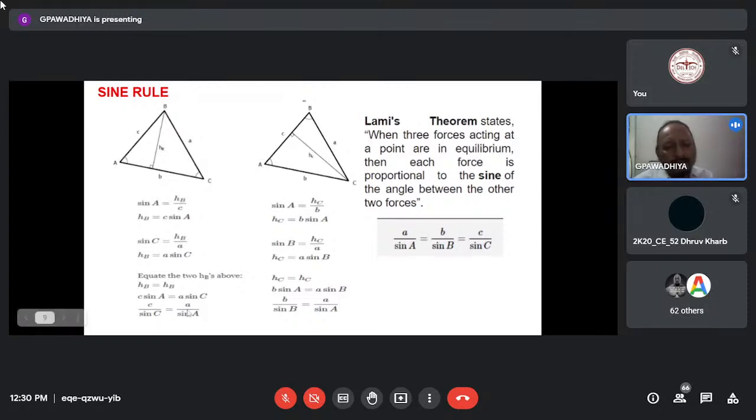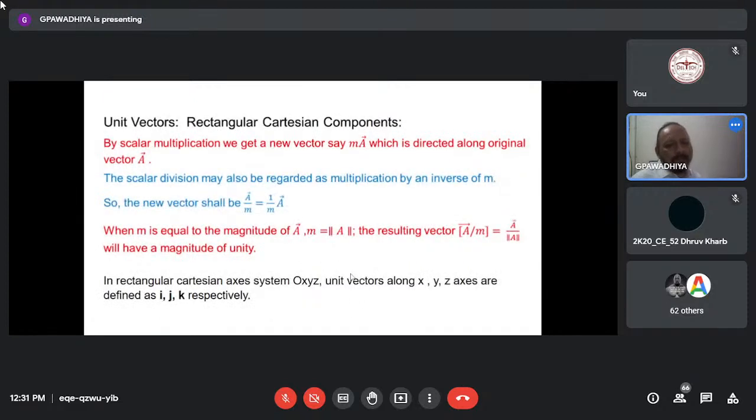So from this, if we combine the two relations, it is A over sine A equal to B over sine B equal to C over sine C. Inverse is also used. Sine A over A is equal to sine B over B is equal to sine C over C. And these A, B, C are representing the magnitudes of these vectors B, A, and C. So this also we'll use extensively later.